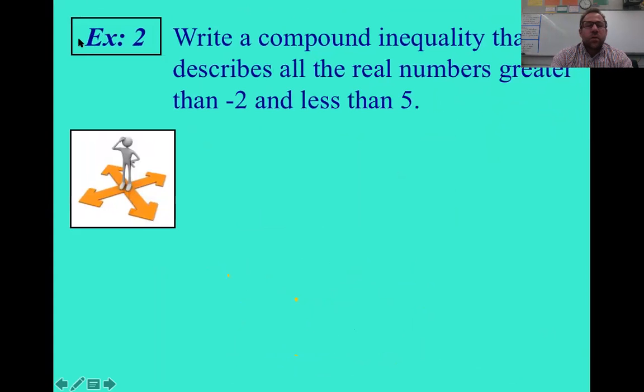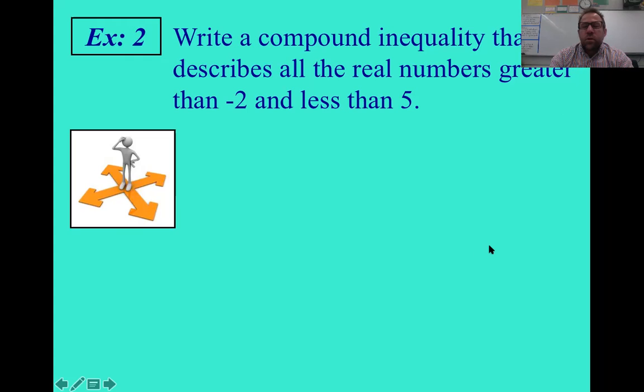Okay, so on this one, we got a little word problem. You don't have to freak out. It's not too complicated. So on this one, it says, write a compound inequality that describes all the real numbers greater than -2 and less than 5.